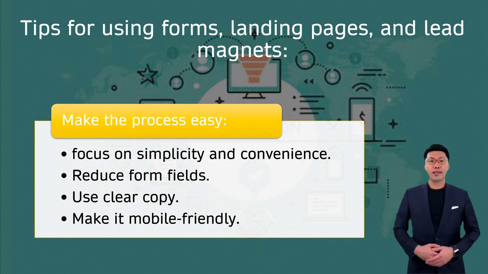Finally, it is important to make the process of submitting information as easy as possible for leads. This may involve reducing the number of form fields, using clear and concise copy, and ensuring that the form or landing page is mobile-friendly. By using forms, landing pages, and lead magnets to capture leads, and optimizing with compelling calls to action and A/B testing, brands can effectively move leads further down the funnel and convert them into customers.